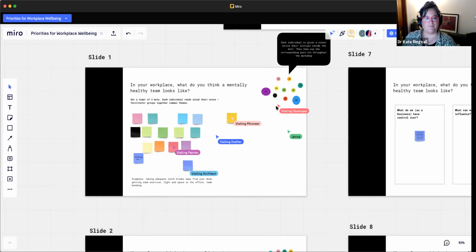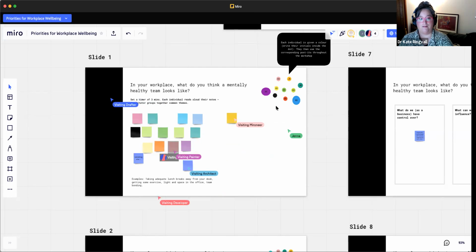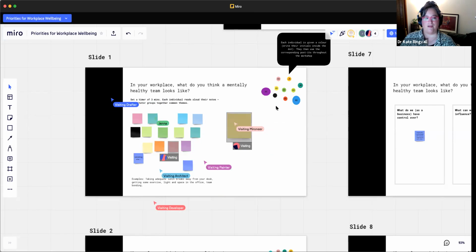Kate, if you want to put on our 3-minute timer. In your workplace, what do you think a mentally healthy team looks like? For help, there's a little example down the bottom there. By no means are they the only examples, but they are just to get you started. Have a think about what you would expect to see in a mentally healthy team in the workplace.